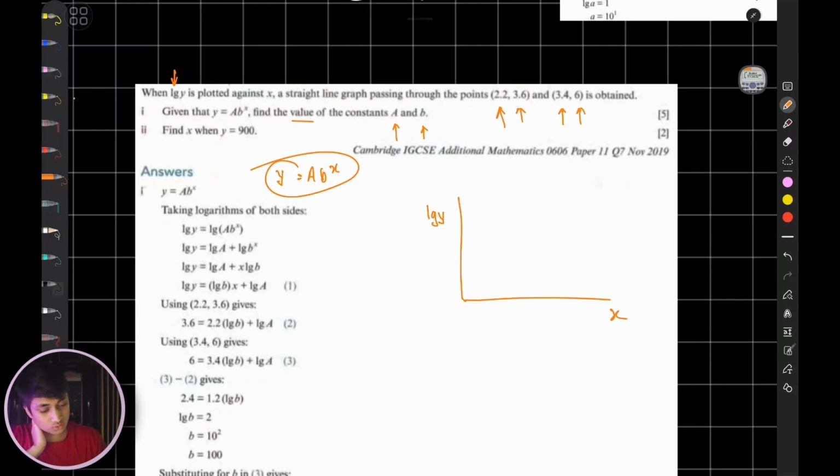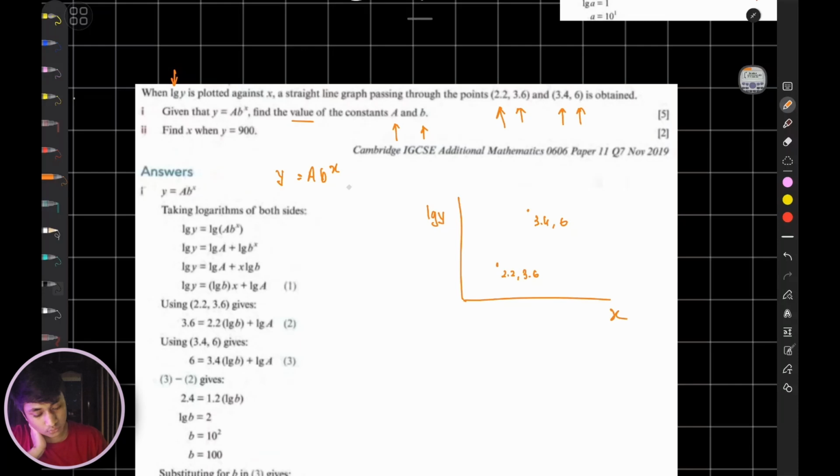Fair enough. Now, the 2 points that they've already given are 2.2 and 3.6. So 2.2 and 3.6 over here. Second point is 3.4 and 6, 3.4, and it's going to be 6 somewhere up there. So this is your x value, sorry, that is your x value, and this is your log y value. Right? Okay.